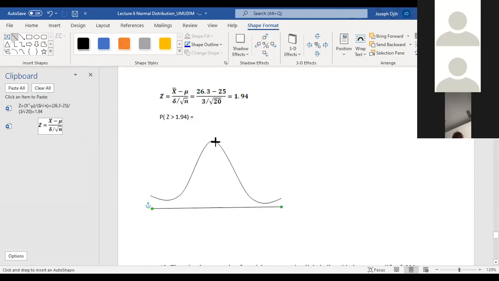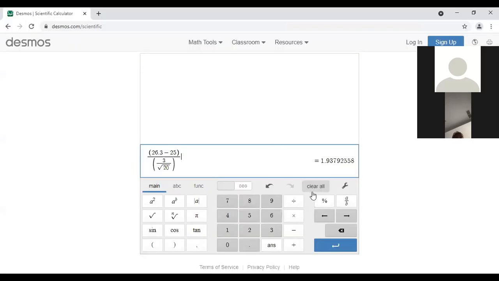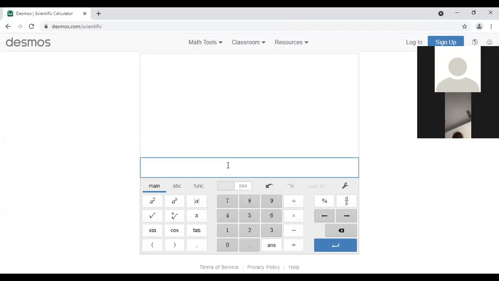Excuse me, Dr. OG, before you draw the graph, can you show the calculations once again? Once again, 26.3 minus 25 over 3, and a square root of 20. Sure. Please, let me go back again and clear. So usually, if you want to get the number exactly in one step from a calculator, then you have to be careful with the parentheses. Parentheses will give you the correct answer. If you don't put parentheses, the calculator will give you something different.